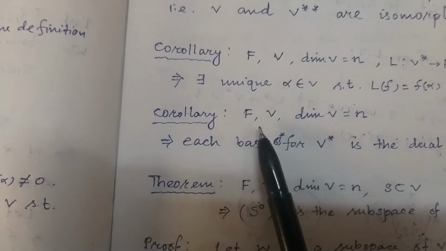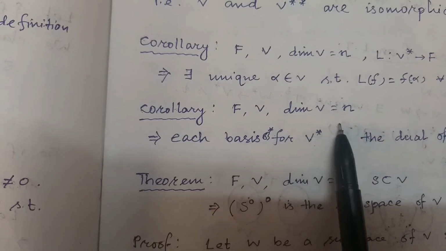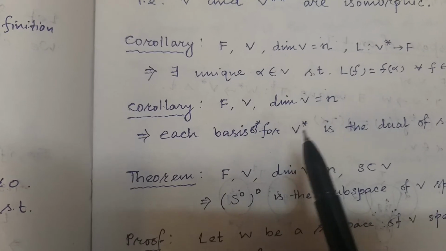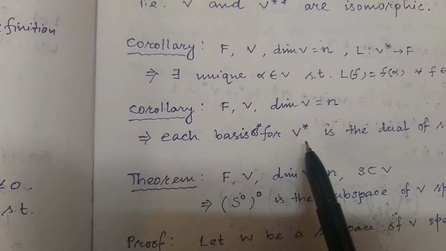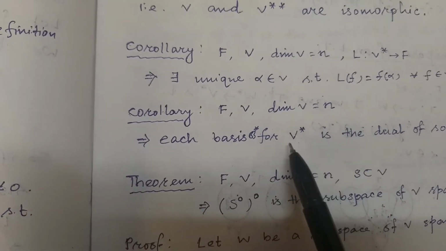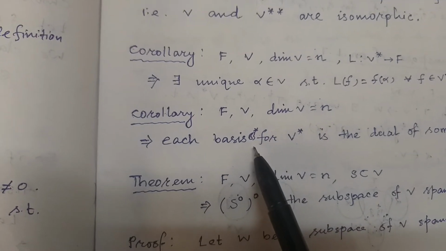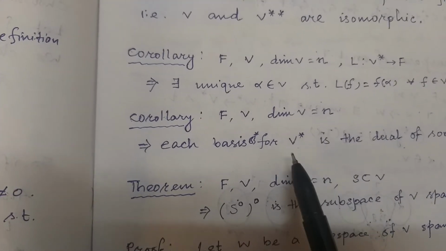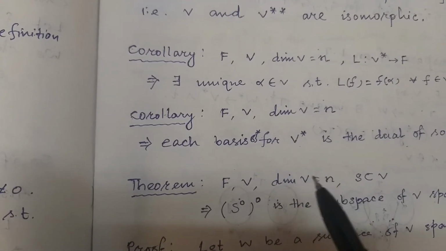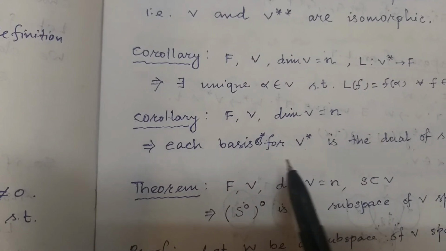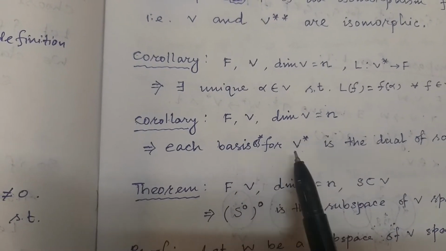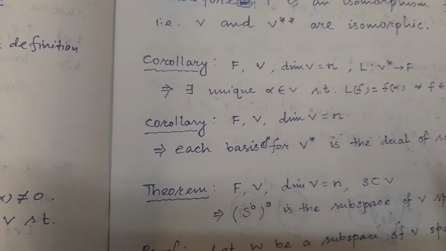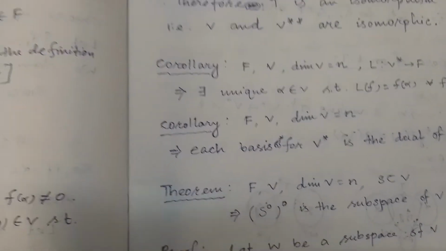Next corollary. Let F be a field, V be a finite dimensional vector space. The conclusion is that each basis B star for V star, so the dual space, this is any basis, is the dual of some basis B of V. So the statement from where we started today's lecture, that is, each basis B star of V star is the dual of some basis B of V, can also be proved by using the previous theorem.